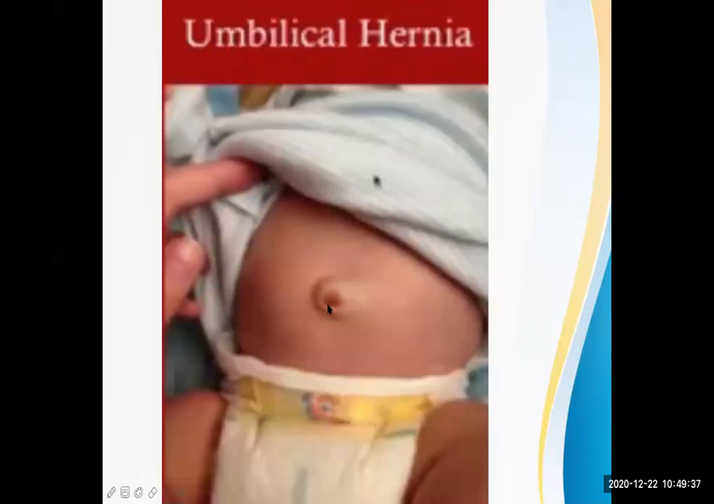Now, another small umbilical hernia here, but probably in this child, it will disappear after the child becomes bigger. Now, one small question I like to ask here. There are two clinical terms, which are known as omphalocele and gastroschisis. Anybody can tell me what is the difference between them?